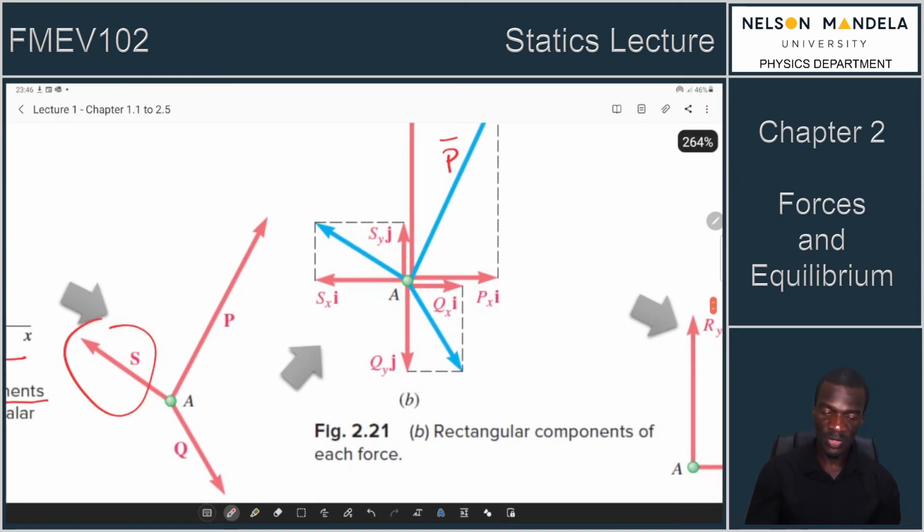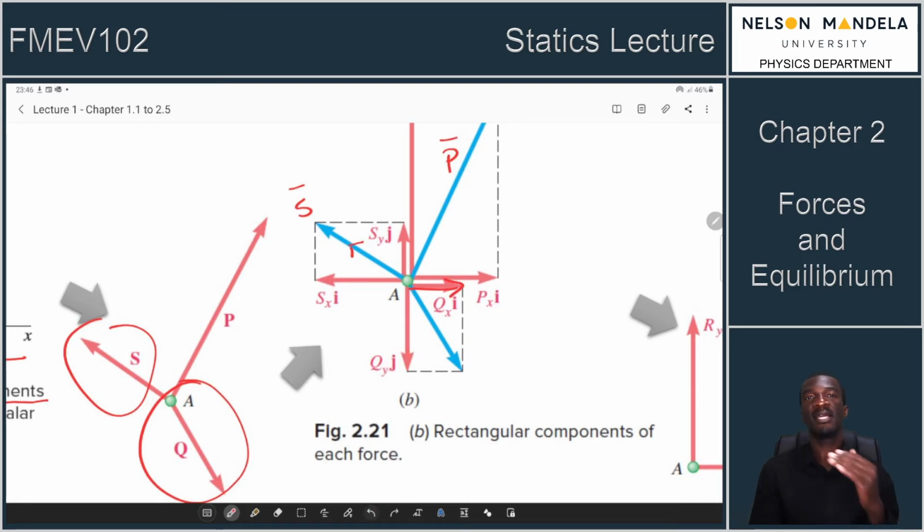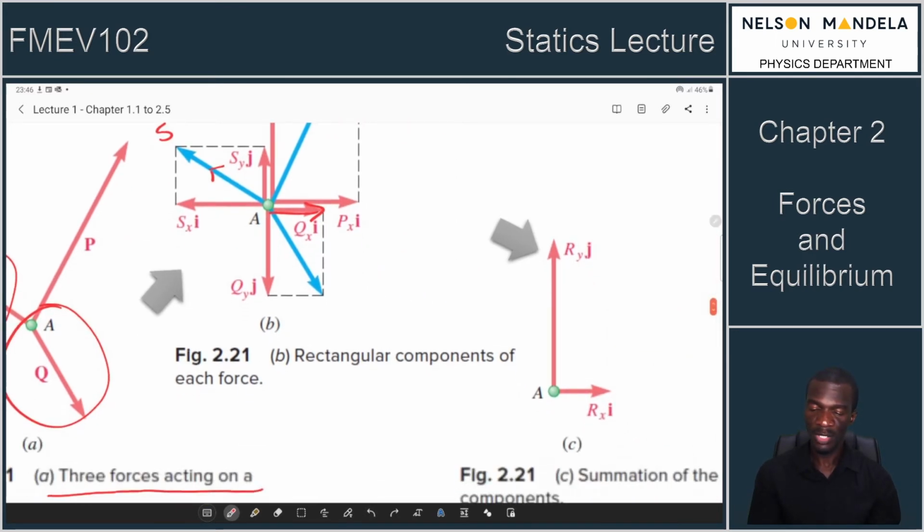force S, which is this force, which we can call S there. It is pointing to the left and upwards. So it has an X component in the left side. It's got a j component, a Y component, in the upward side, or the vertical positive side. The same applies for force Q. It is pointing to the right and to the bottom, and you've got your components Qx and Qy, or in the Y.